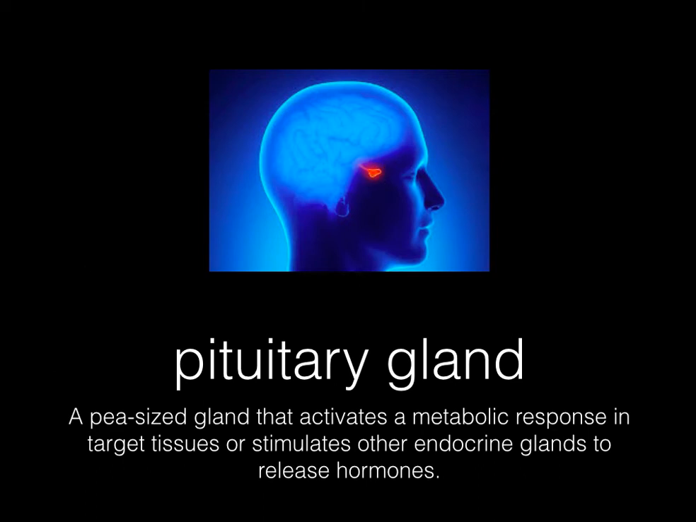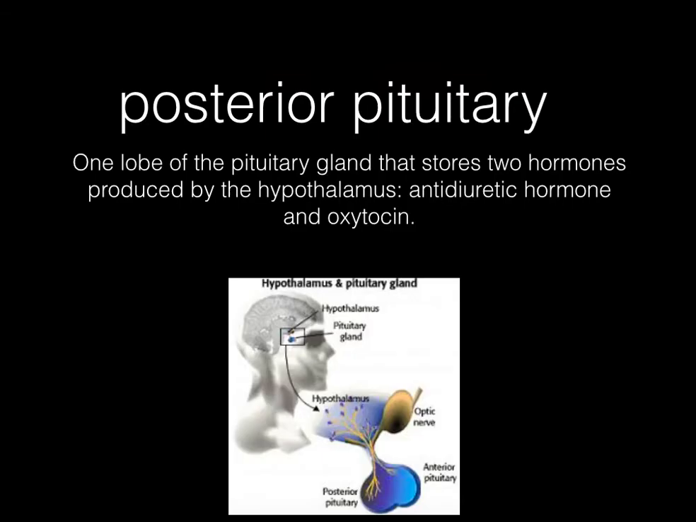It's located right here. And then the posterior pituitary gland, this is one lobe of the pituitary gland. So remember we talked about the anterior pituitary gland. This is going to be the posterior. It's going to be behind. This stores 2 hormones produced by the hypothalamus. It's antidiuretic hormone and oxytocin.